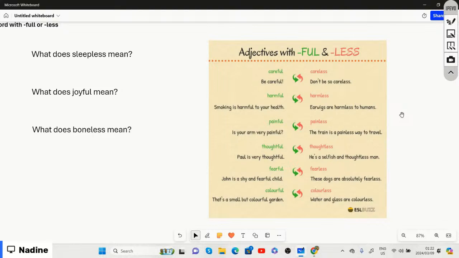Then we have harmless. And then we have painless. It's like if you knocked your knee or knocked your toe, as much as you're cringing in pain, you're like, that wasn't painful. And then thoughtless, without thought, fearless, without fear, and colorless, without color.